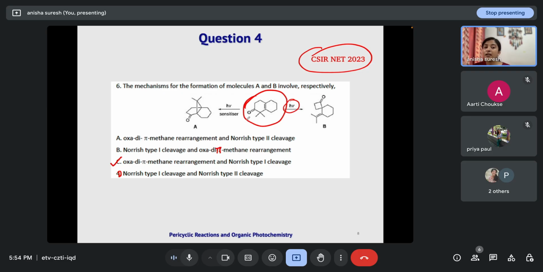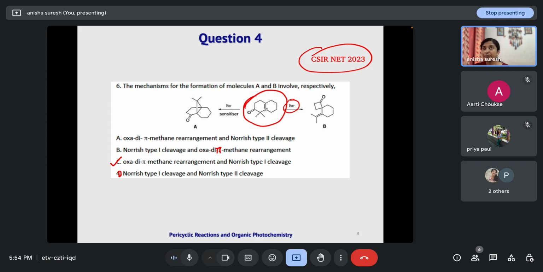So they are asking what is the mechanism involved in the formation of A and B. Different examples have been given, like oxadi-pi-methane rearrangement, Norrish type 2 and type 1 reactions. So the right answer will be here, an oxadi-pi-methane rearrangement will be taking place, and here a Norrish type 1 reaction is taking place, that is alpha fragmentation is taking place.